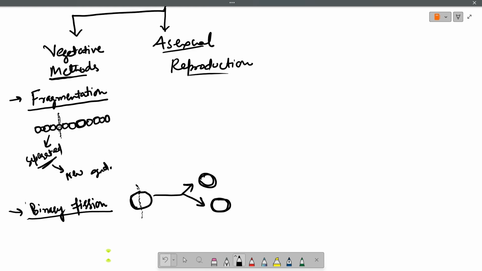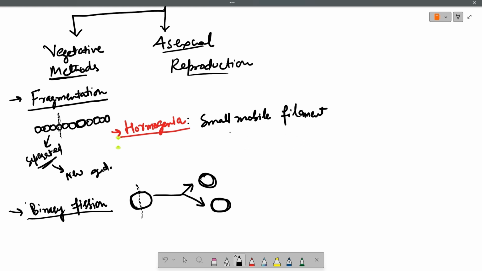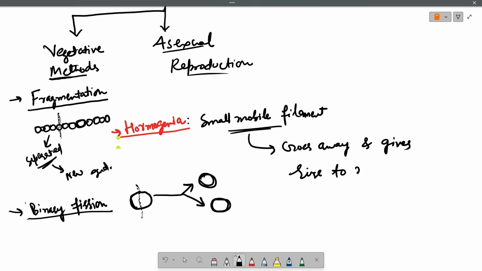Then we have an important one, hormogonia. Let me write it here. Hormogonia formation. Hormogonia is a small mobile filament which breaks off from the trichome and then goes away from the main individual, from the main colony, and gives rise to a new individual.